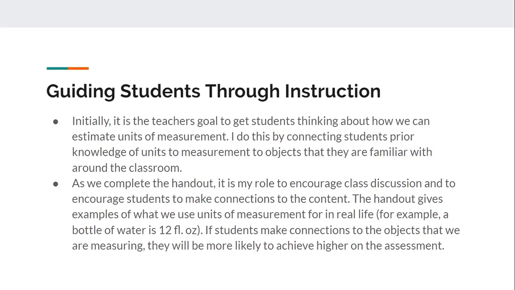For example, a bottle of water is 12 fluid ounces, so we would measure a bottle of water with fluid ounces. That is the most appropriate unit of measurement because it is not too large or too small. It is not a difficult number to realize. It's 12 fluid ounces, as it is easy to remember I am 6 feet and 1 inch as opposed to whatever the math is on that. 6 times 12, you know.